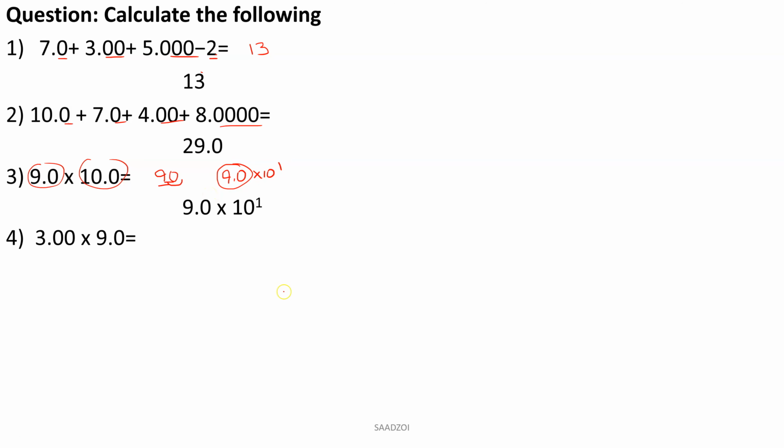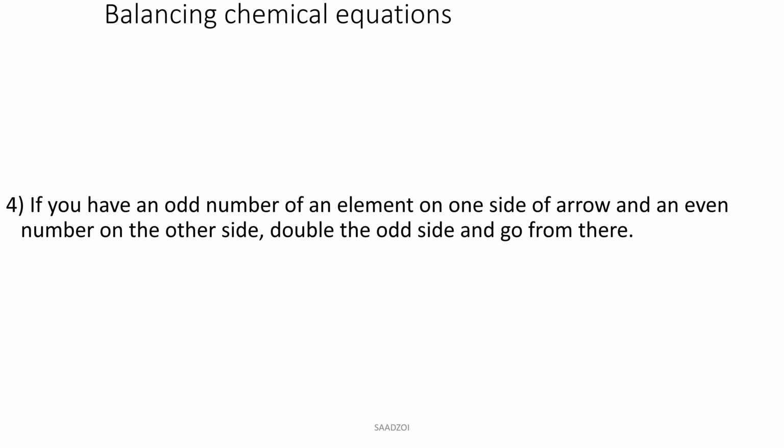Next one, same thing. How many sig figs? You can only have 2 in your answer. 3 times 9 is 27. You can write 27 or 2.7 times 10 to the first. Either one's correct.